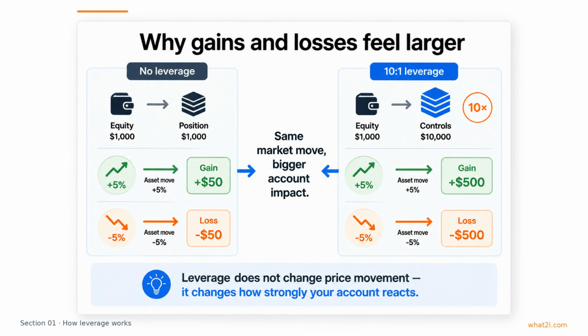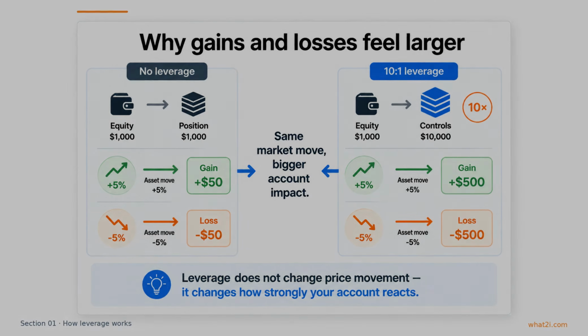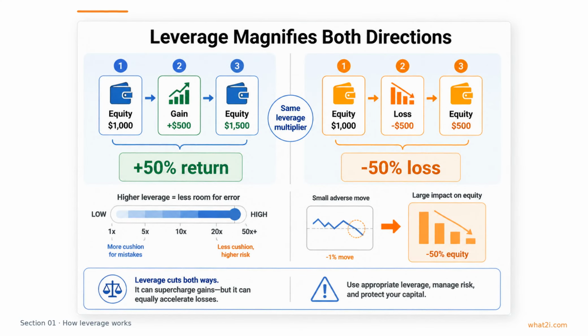Leverage does not make an asset more volatile. A 5% move in the market is still a 5% move whether you use leverage or not. What changes is how much of your account is tied to that move. If you simply invest $1,000 without leverage and the asset rises 5%, you make $50. But if that same $1,000 is used at 10-to-1 leverage to control $10,000, the same 5% rise produces a $500 gain. The exact same math works in reverse on the losing trade, which is why gains and losses both feel much larger. This is the part traders must keep firmly in mind.